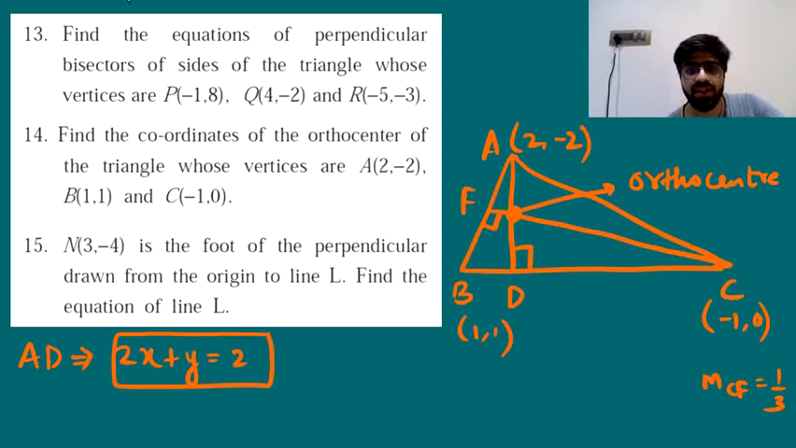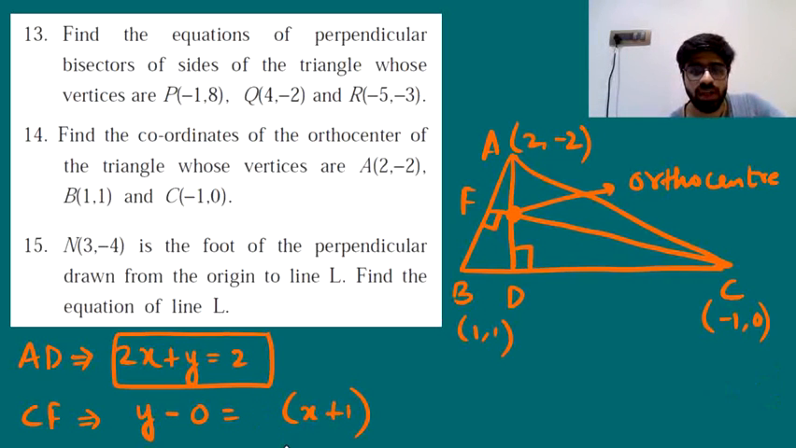The equation of CF is again something which we can find by the slope point form, that is the line passes through C. So the equation will be y minus y1 equals m, which is 1 by 3, into x minus x1, which is -1. So x minus of -1 will make it x plus 1. This 3 goes on the left.